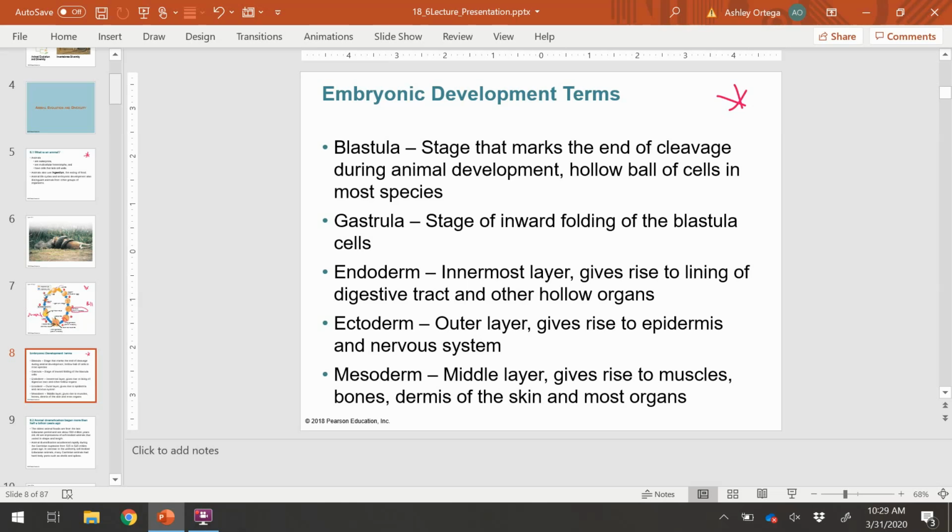Then the ectoderm is the outer layer. It gives rise to the epidermis, which is our skin, and then the nervous system. So brain, spinal cord, etc. So mesoderm is the middle layer, and that gives rise to everything else. So muscles, bones, the lower layer of the skin, the dermis. Most organs that aren't hollow are from the mesoderm.